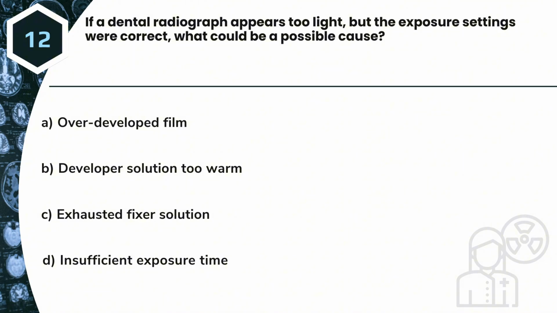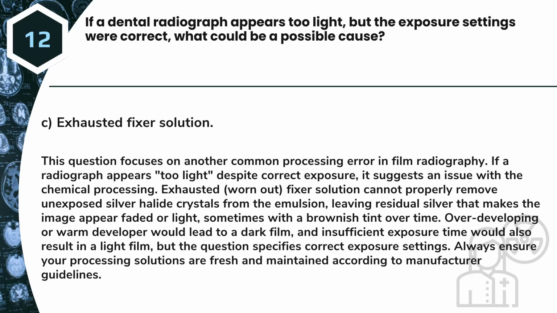Question 12. If a dental radiograph appears too light, but the exposure settings were correct, what could be a possible cause? A. Overdeveloped film. B. Developer solution too warm. C. Exhausted fixer solution. D. Insufficient exposure time. Answer C. Exhausted fixer solution.